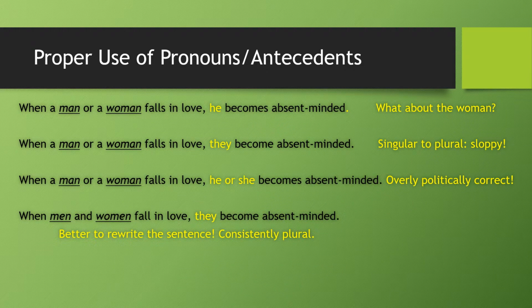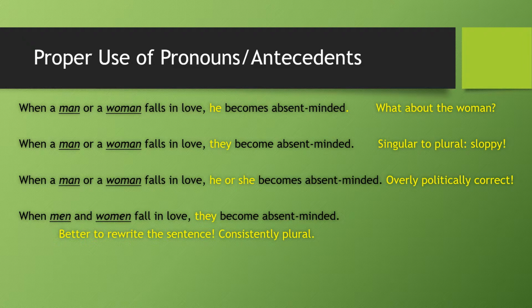And then finally, we want to make sure that we are striving to make it as easily understandable as we possibly can. Consider these four sentences. When a man or a woman falls in love, he becomes absent-minded. Well, in this sentence, we're focusing on the man with that pronoun he, but the sentence says when a man or a woman. So he leaves out the woman.